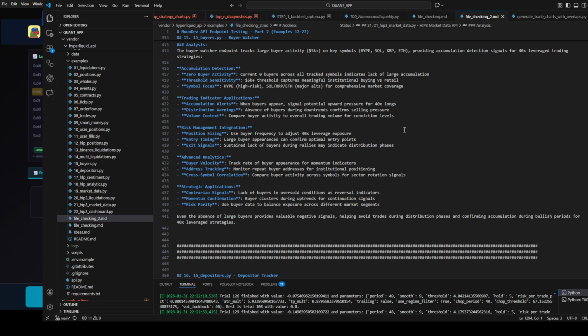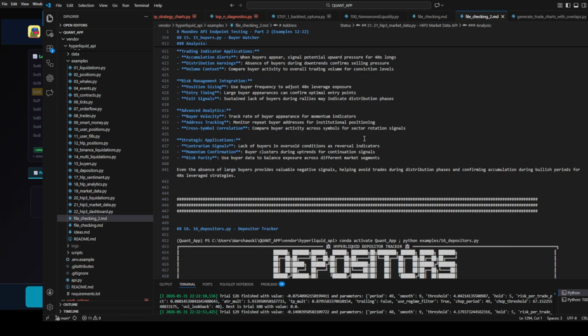Advanced analytics. Buyer velocity: track rate of buyer appearance for momentum indicators. Address tracking: monitor repeat buyer addresses for institutional positioning. Cross symbol correlation: compare buyer activity across symbols for sector rotation signals. Strategic application, that's what we're most interested in: contrarian signals. It's been written down for the next few weeks.